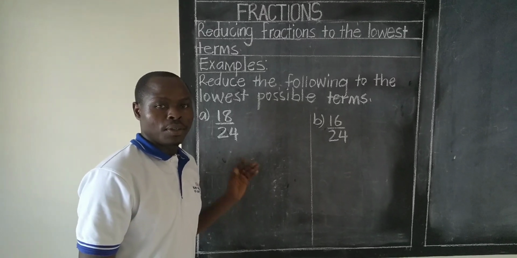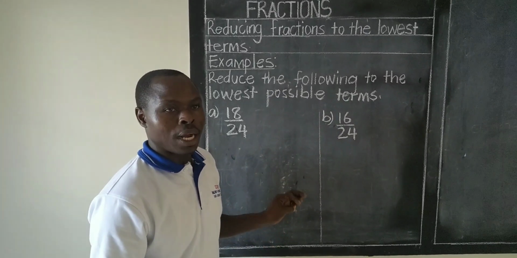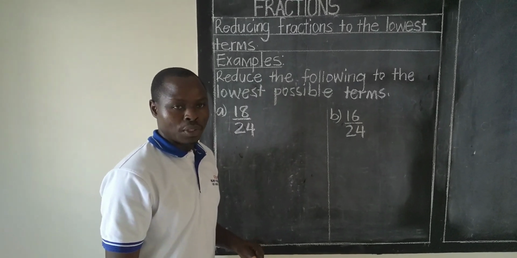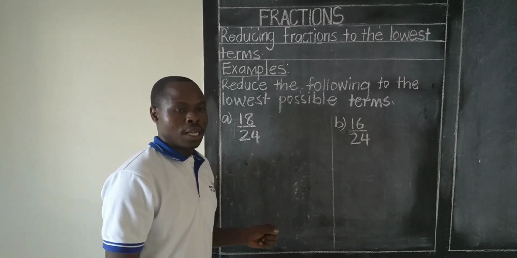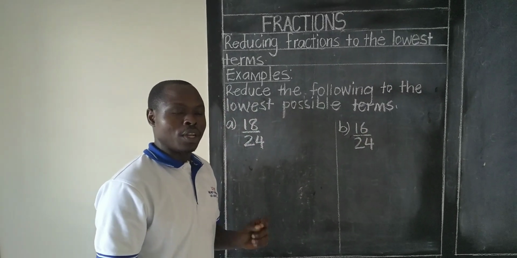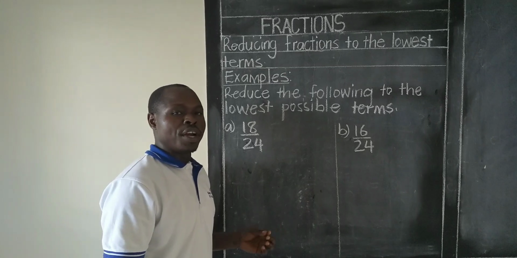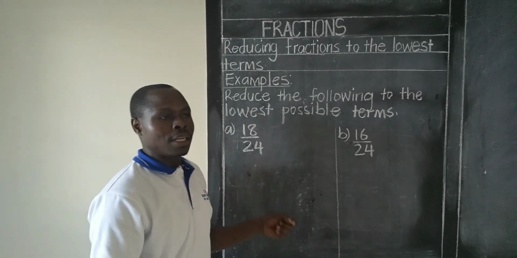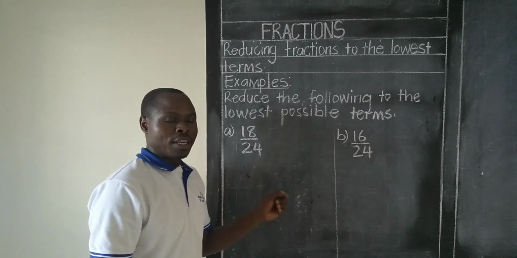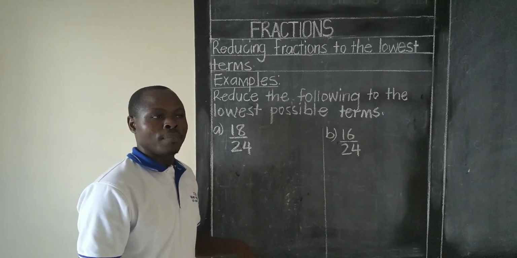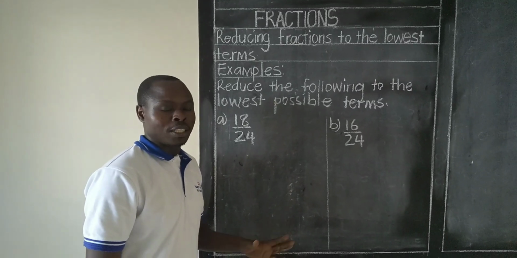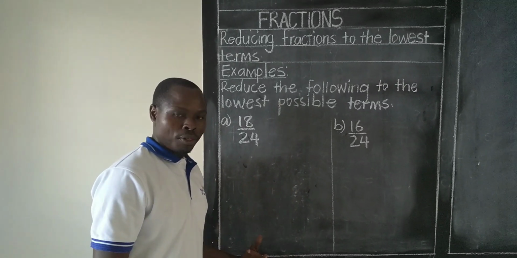In today's lesson, we are going to look at reducing fractions to their lowest terms. Here, when reducing fractions to their lowest terms, we divide both the numerator and the denominator by the same factor. We divide the numerator and the denominator with the same factor until there is no more factor to divide both.